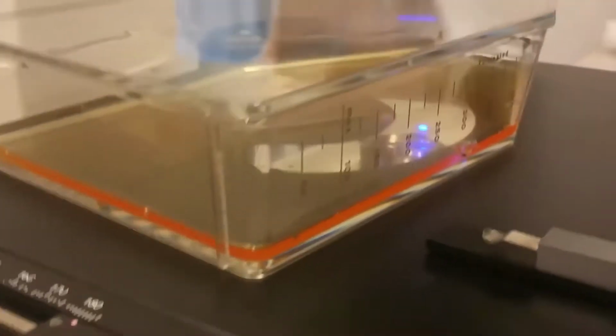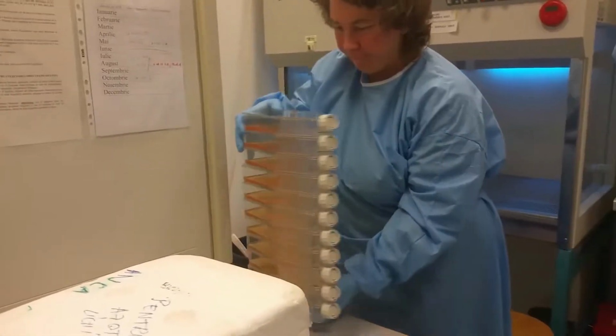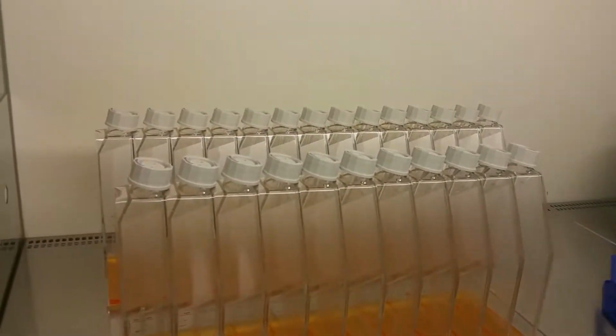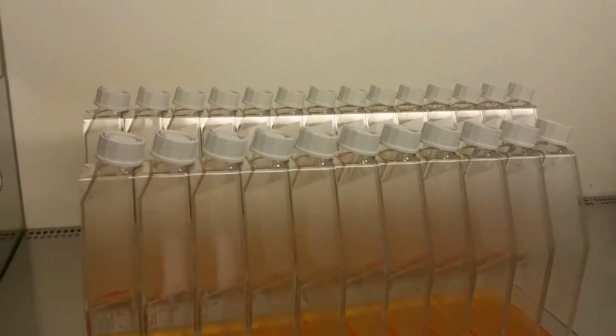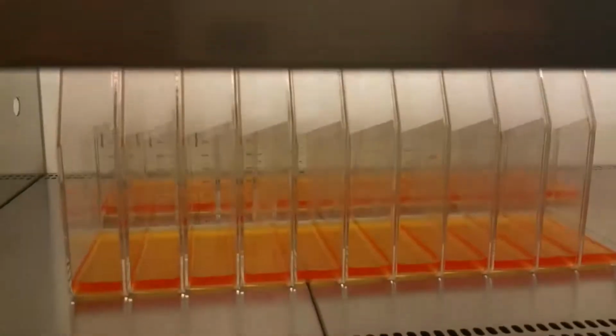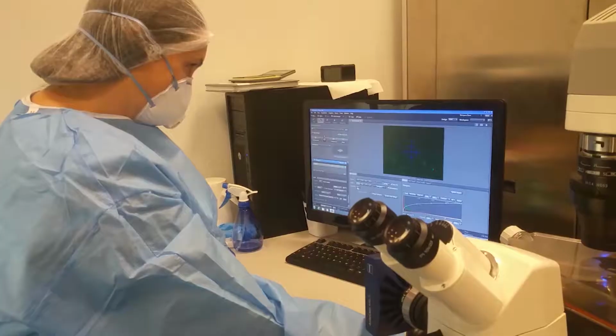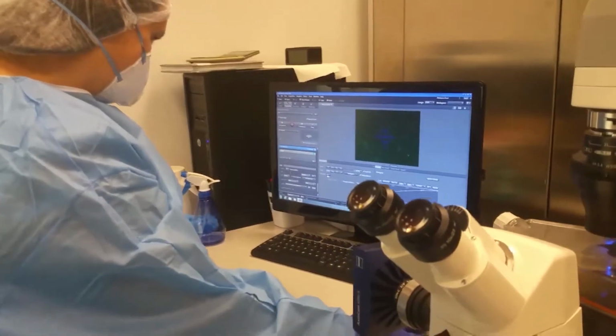AD293 cells were transfected with the recombinant plasmid, and thus the adenovirus was packaged. Then the adenovirus was amplified by successive larger cultures. Here we obtained 25 T175 plates, and we started the purification of the adenovirus from the cell lysate and the culture medium.